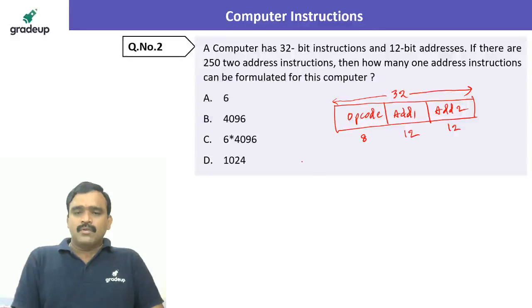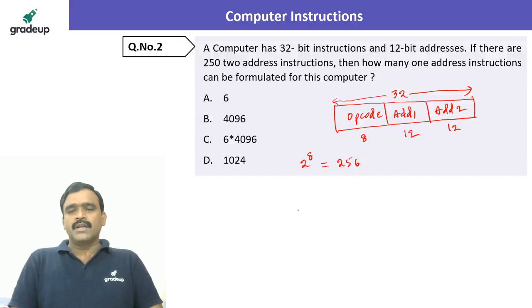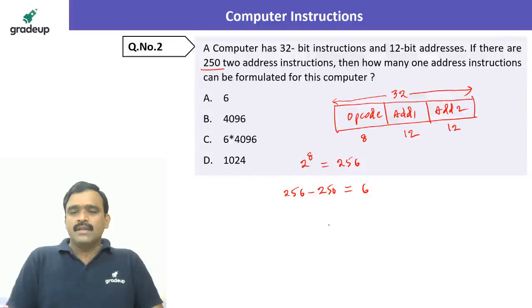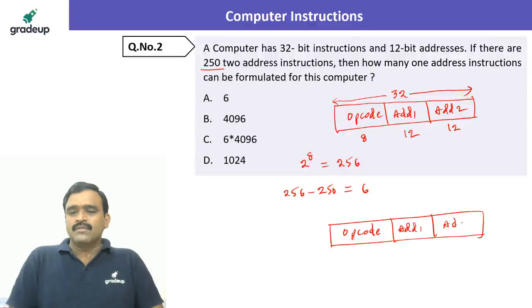So using an 8-bit opcode, the maximum number of operations possible is 256, because 2 power 8. Out of 256, I have used only 250 two-address instructions. That means 256 minus 250, only 6 combinations are left over. In one-address instructions, those leftover combinations can be used. In a one-address instruction, the existing 8-bit opcode and also the first address part can be used as opcode, because in a one-address instruction there will be a single address. That means it is an extended opcode, so the entire thing can be used as opcode.